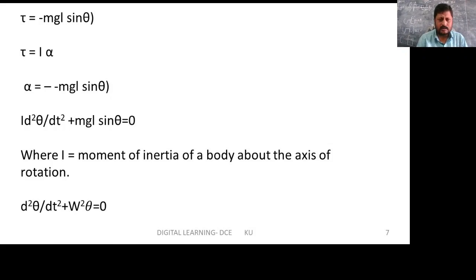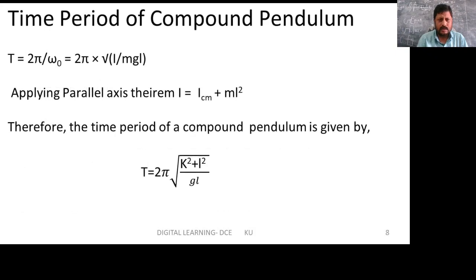On simplification and mathematical calculations, we arrive at another equation: I d square theta by dt square plus mgl sine theta equals 0, where I is the moment of inertia of the body about the axis of rotation. Now the period of the compound pendulum is given by the formula T equals 2 pi by omega naught, where omega naught equals root of mgl divided by I.